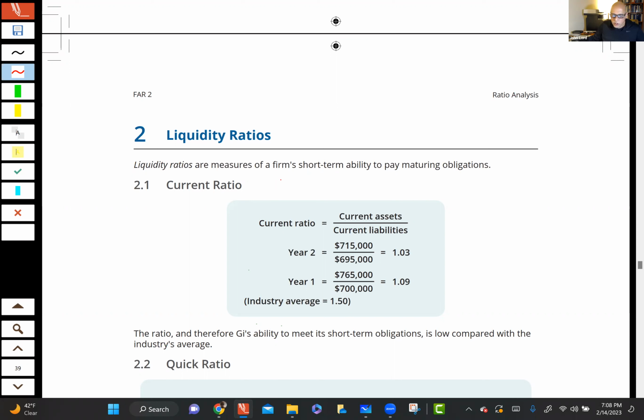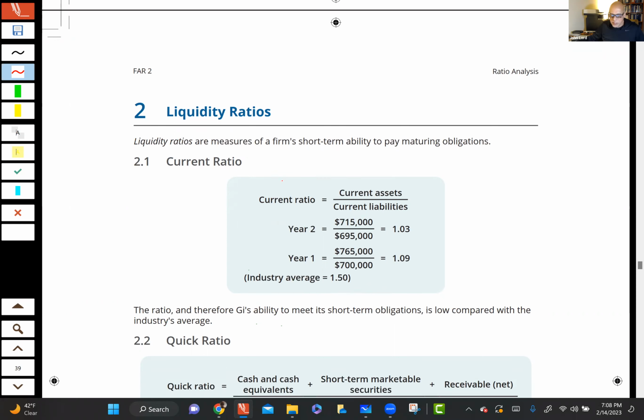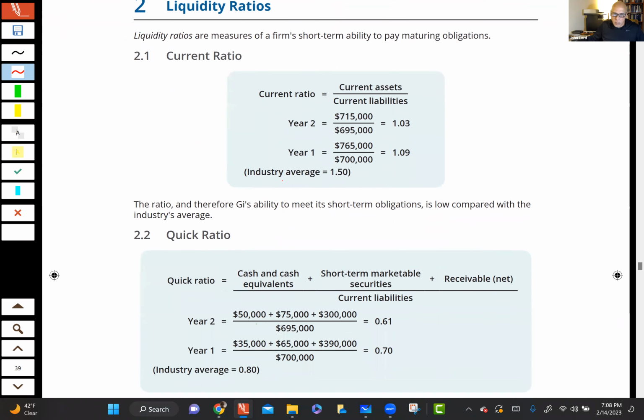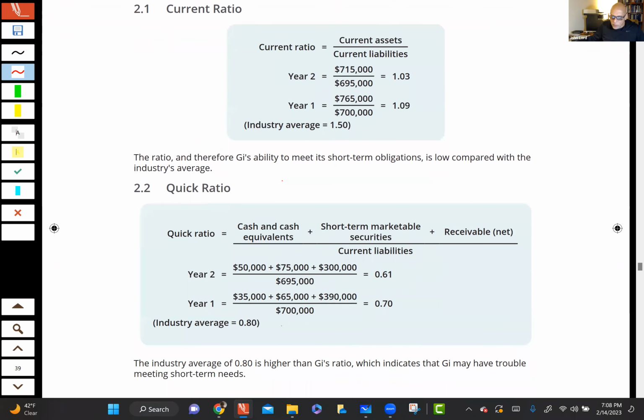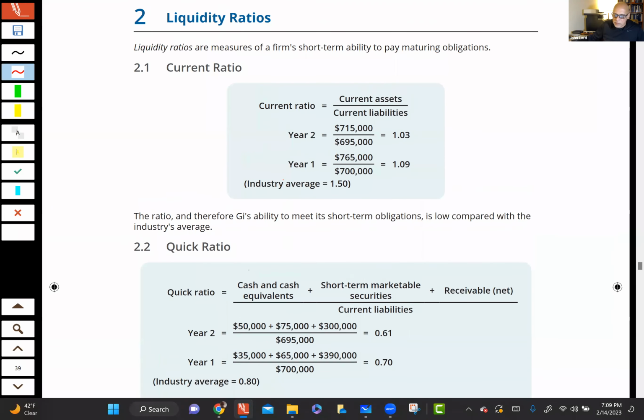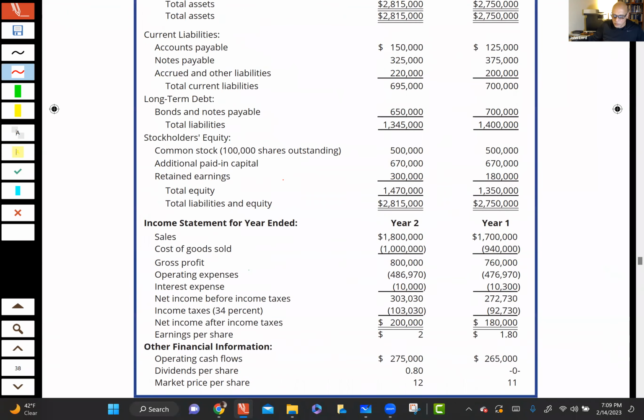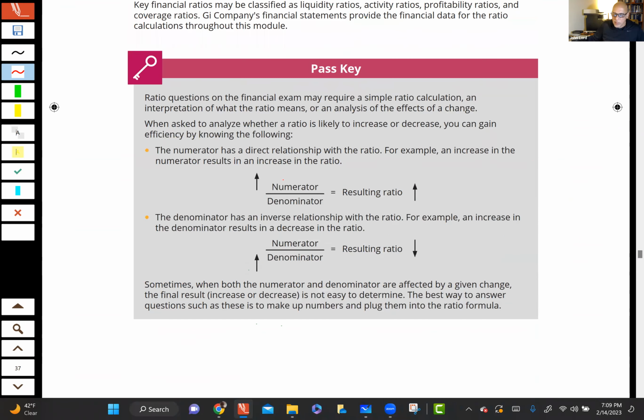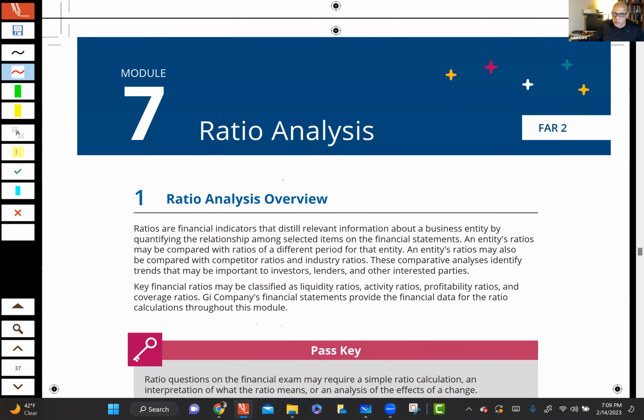So what I want you to do though is look into your Becker flashcards and make sure that every ratio that is listed in the book is also in those flashcards. If there's one missing, add it. I need you to memorize every ratio. I need you to work the questions from this module, module 7, including the task-based simulation.